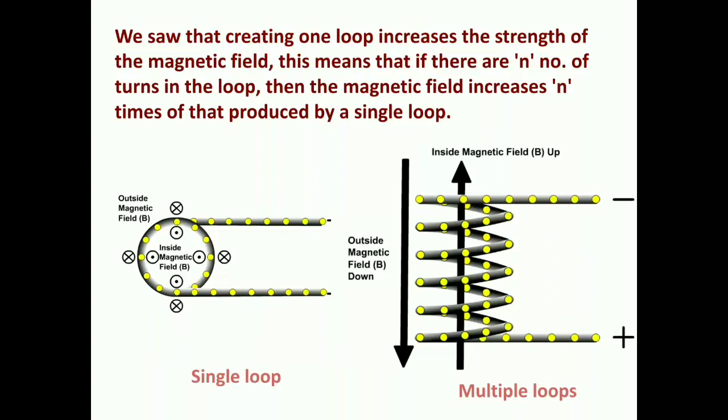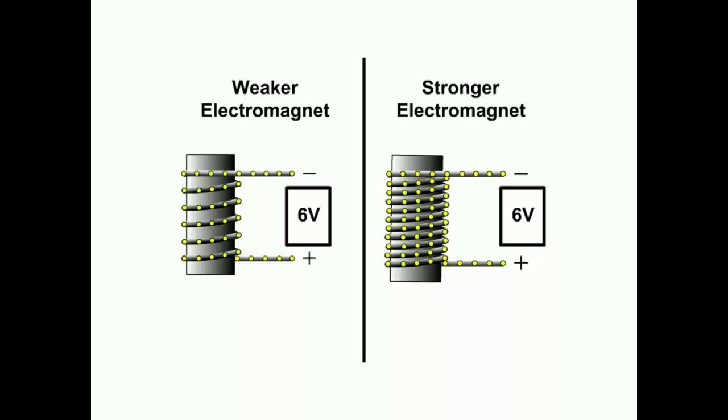We saw that creating one loop increases the strength of the magnetic field. This means that if there are n number of turns in the loop, the magnetic field increases n times that produced by a single loop. This is a weaker electromagnet with fewer turns and a stronger electromagnet with more turns.